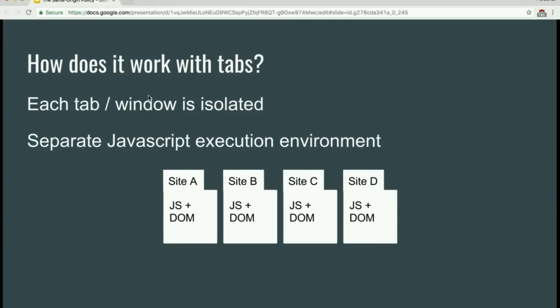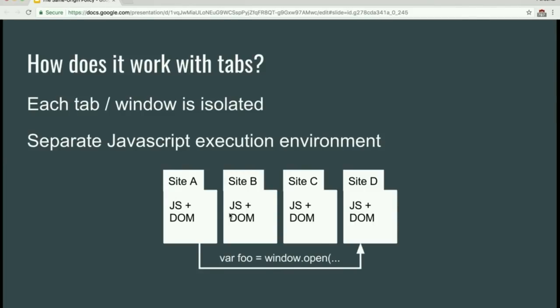So how does it work with tabs? Well, each tab and window is isolated. So each tab has a separate JavaScript environment, it has a separate DOM, and they're all running independently. But if two tabs are in the same site, if they have the same origin, they may be able to access the data in each other. This is obviously not what you want. If you've got a super secure site, you don't want other tabs in the user's browsers being able to access your data. And that's what the same origin policy stops.